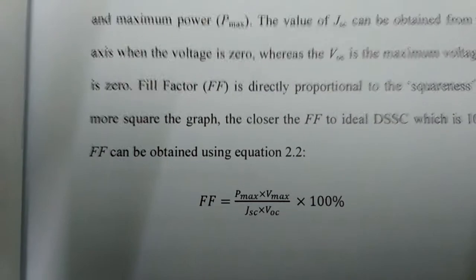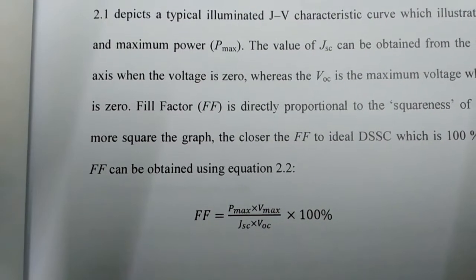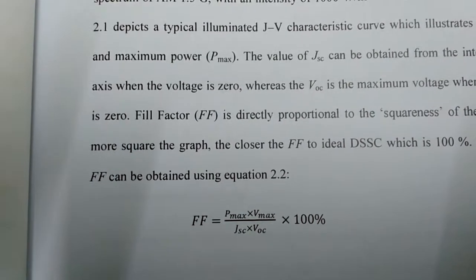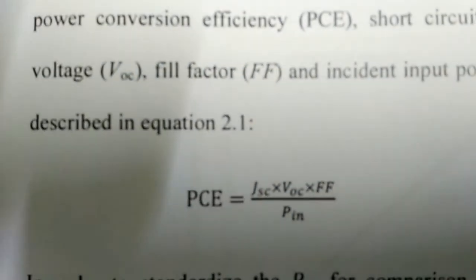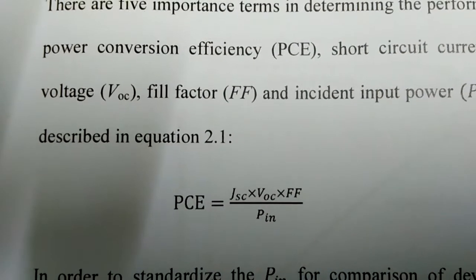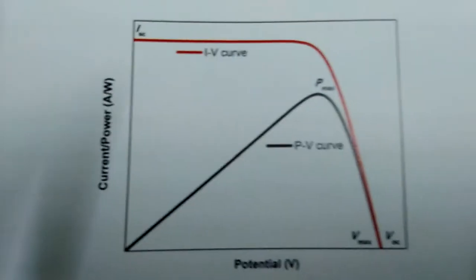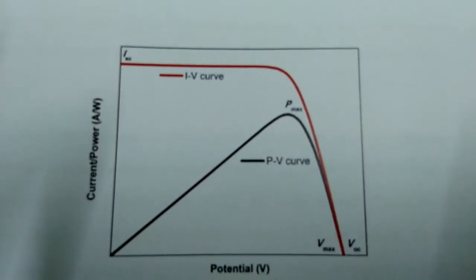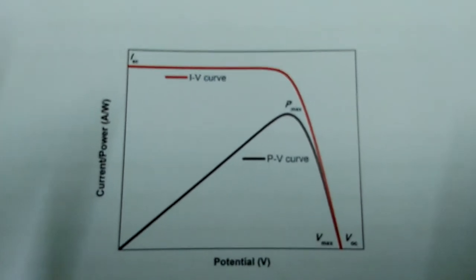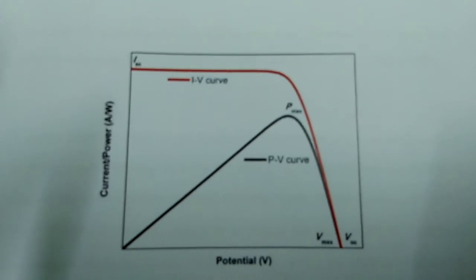To calculate the fill factor, if your machine doesn't give the value, you can calculate using Pmax times Vmax divided by JSC times VOC, times 100%. When you have the fill factor, the JSC and VOC, and divide by the power input, you get the PCE. So it's very easy actually. When everything is ready and you can measure your efficiency, you can judge whether your device is good or not.